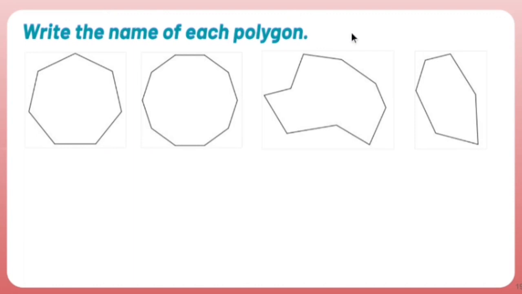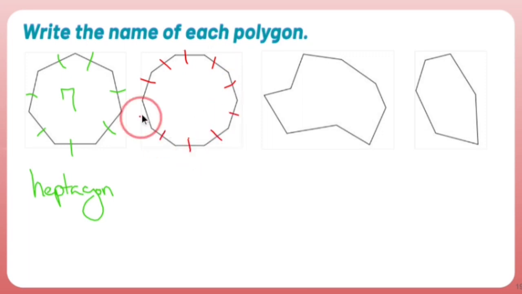Write the name of each polygon. Now, polygons get their names by how many sides they have. So let's count the sides and name them. 1 side, 2 side, 3 side, 4 side, 5 side, 6 sides, 7 sides. A 7-sided figure is called a heptagon. Okay? 1, 2, 3, 4, 5, 6, 7, 8, 9, 10 is a decagon. Decagon.